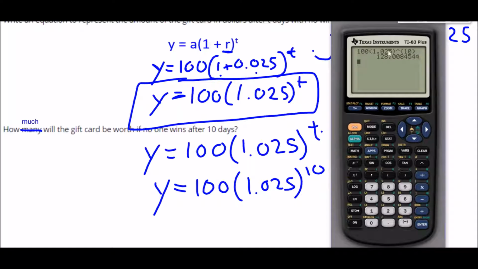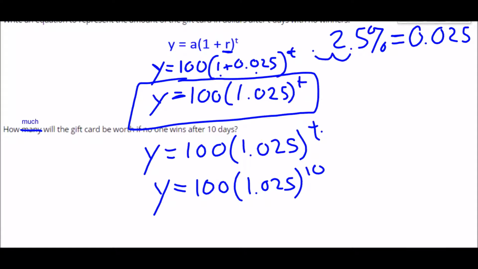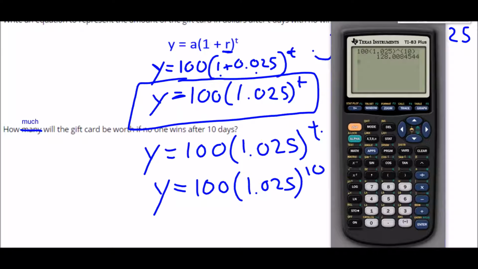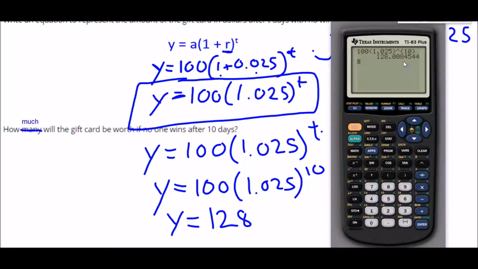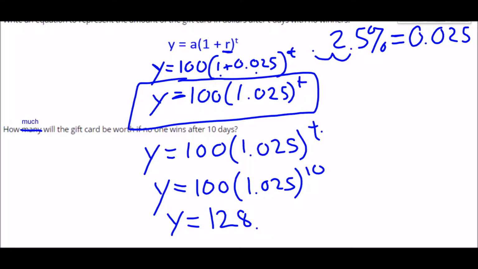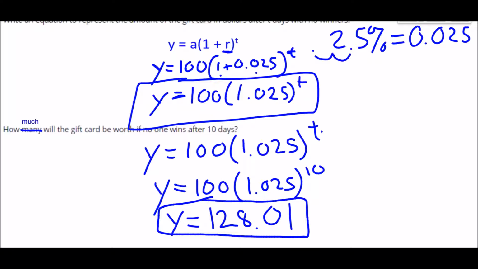Since we're talking money, we'll round to the nearest hundredth, or the nearest cents. So our answer won't be 128.00844544, but rounding to the nearest cents, for which y is representing, y equals 128.00, and this 8 will round the 0 up to a 1, 0.01. So after 10 days, this gift card for this prize will be worth $128.01.